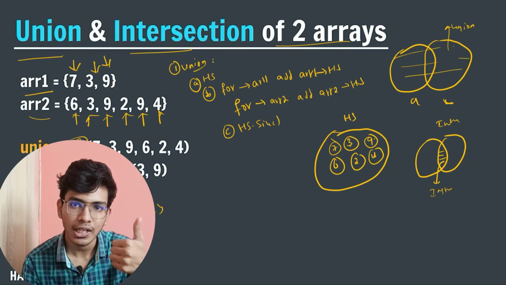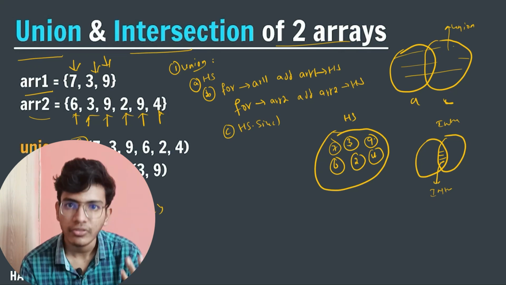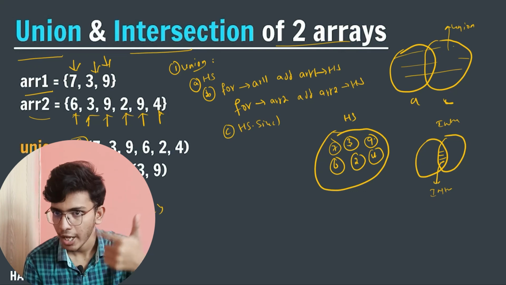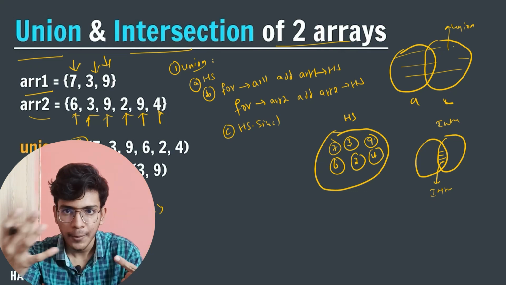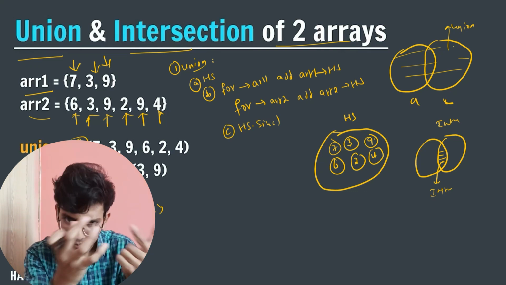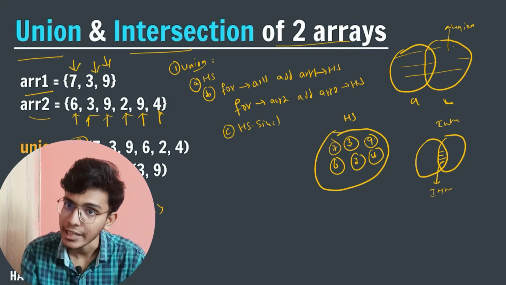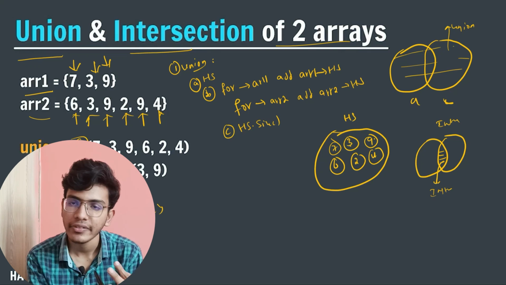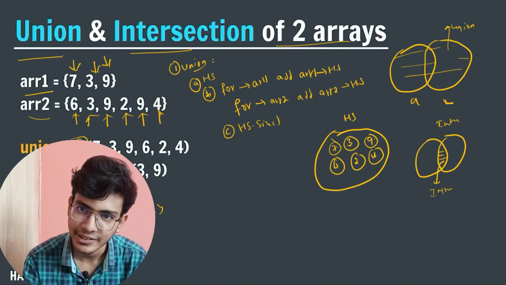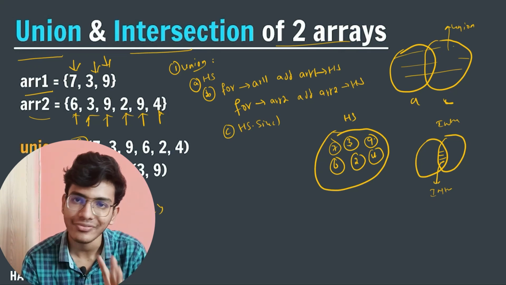So what I did is that I have used the properties of hash set. First of all, I have created a hash set, run a loop for array 1, add those elements in your hash set. After that run a loop for array 2, add the array 2 elements in your hash set. After that finally print the size of your hash set. This is the simple approach of finding union.